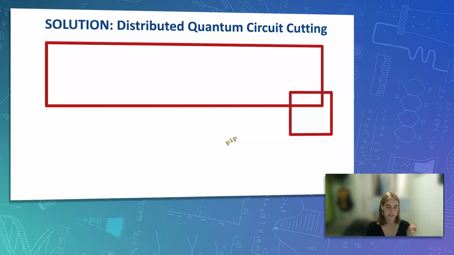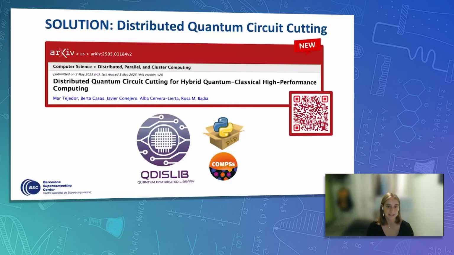So here is where we presented our solution, distributed quantum circuit cutting. This is the paper that we just released last month. It's called Distributed Quantum Circuit Cutting for Hybrid Quantum Classical High Performance Computing. And it comes along with the Qdislib library. This library is where we integrated everything we did about distributed quantum circuit cutting. It is a Python library, as easy to install as pip install Qdislib. And it's used along with PyCOMPSs, which I'll explain a little bit more, but it's the framework that allows us to parallelize and make sure we take advantage of all these resources that I mentioned before.